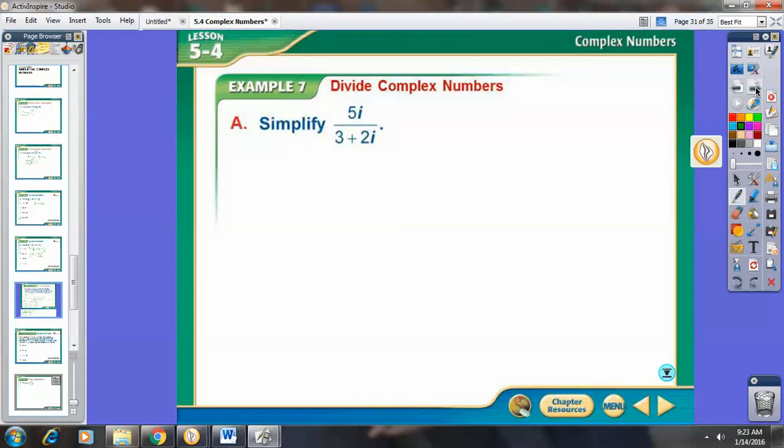How many terms do we have in our denominator? 2. What would you predict that we need to multiply by? The conjugate. And what is the conjugate of 3 plus 2i? 3 minus 2i. To simplify this expression, to get rid of the i, the complex number in the denominator, we need to multiply by the conjugate. Let's go ahead and do that. You need to multiply by the conjugate in both the numerator and denominator.